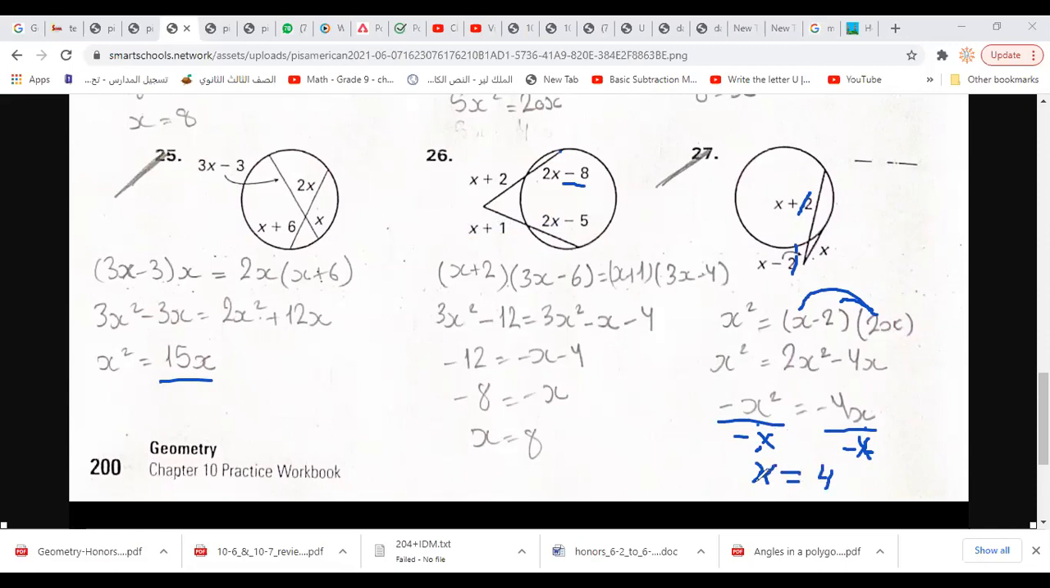Okay, so in our lesson today, we explained together more practice about lesson 10.6, which was talking about segments and segment lengths in a circle.